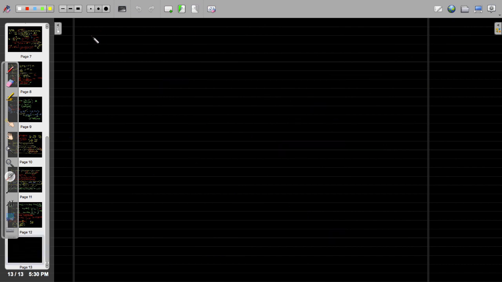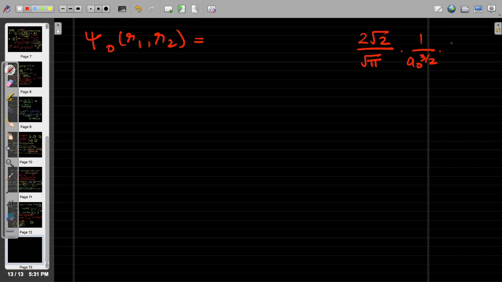So one can always take the function as the product of the 1s orbital that we ended up having. Let's also write the function for the 1s orbital. It is going to be something of the sort 2 root 2 divided by root of pi, times 1 over a naught power 3 by 2 followed by e power minus r by a naught. So this is the function we saw for the hydrogen atom.